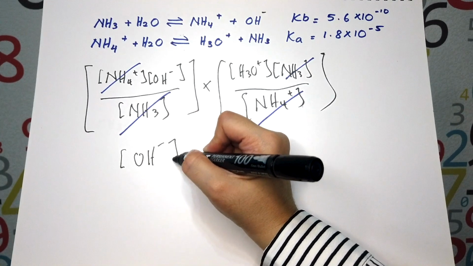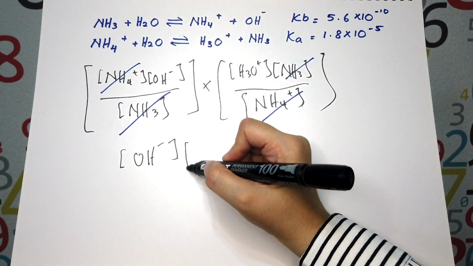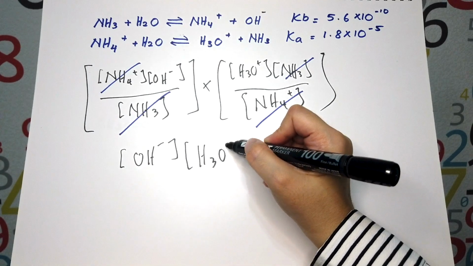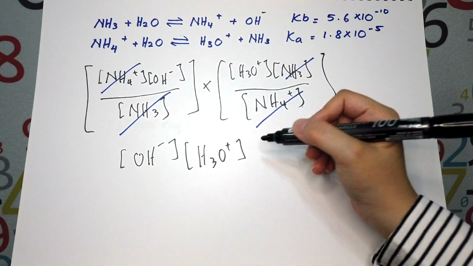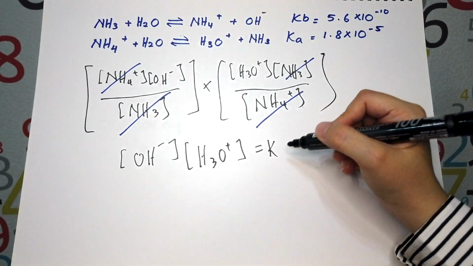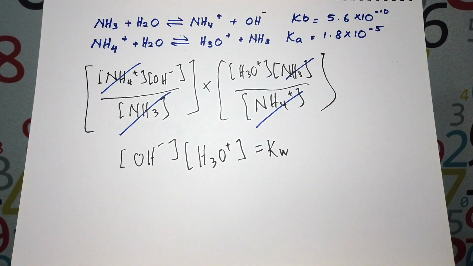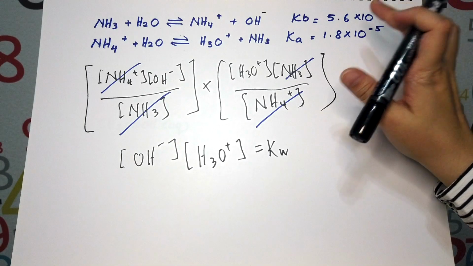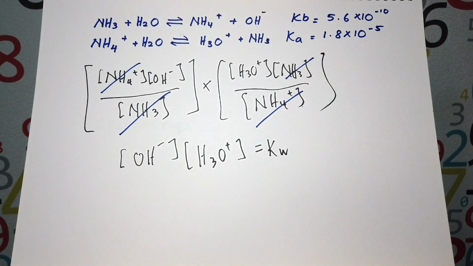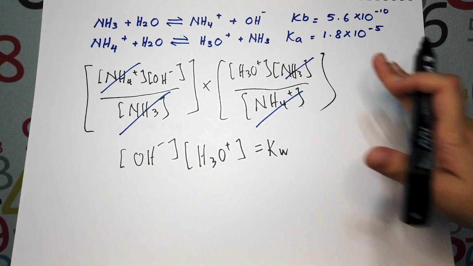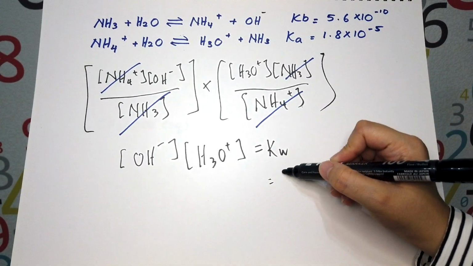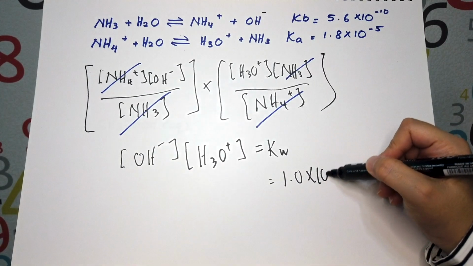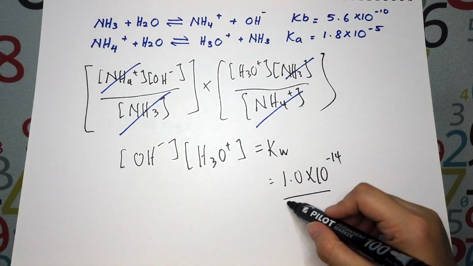If you multiply the Ka and Kb all together, you will get the auto-ionization of water. So OH minus times H3O plus, the hydroxonium, is actually equivalent to the Kw. If you don't believe me, you can use your calculator and do 5.6 times 10 to the power of negative 10 times 1.8 times 10 to the power of negative 5. You should get 1.0 times 10 to the power of negative 14.